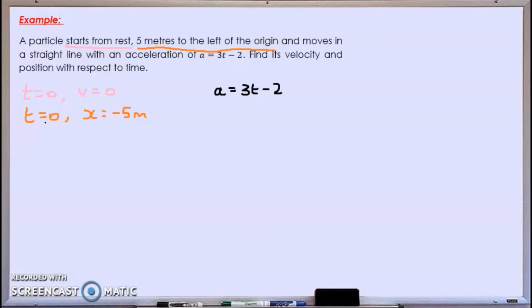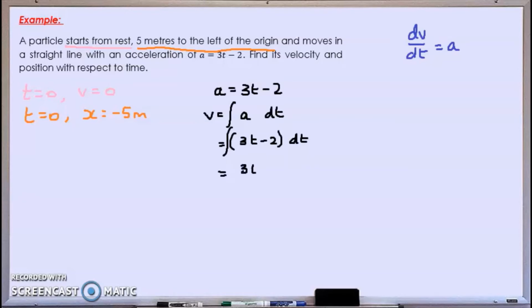So now let's try and work out our velocity from this. Now we know that the derivative of velocity, dv/dt, is acceleration. So we're now going to go the other way and say that the velocity is the integral of acceleration with respect to time, which is the integral of 3t minus 2 with respect to time. And that becomes 3t squared over 2 minus 2t. And then we've got our constant. And that's important because that's going to help us with our velocity and our position.